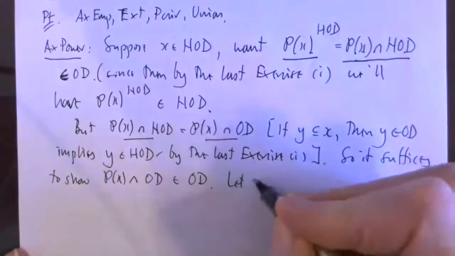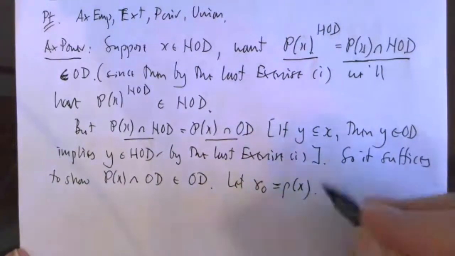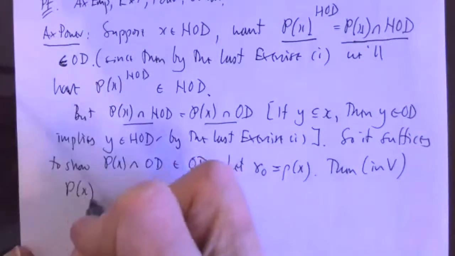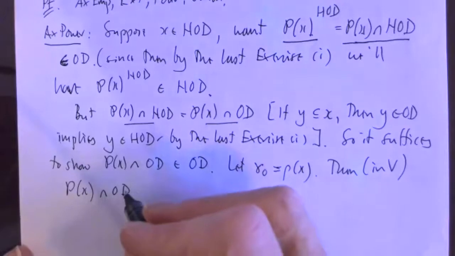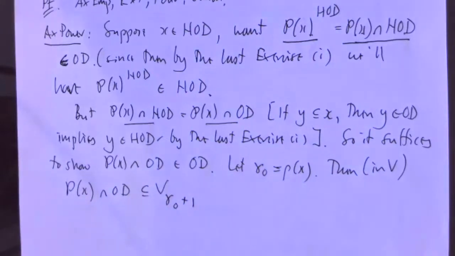Okay, so let gamma 0 be the rank of X. Then in V, what do we have? The power set of X intersect OD is certainly going to be a subset of V gamma 0 plus 1. I think that's a little misprint in the notes there. It says V gamma 0. But if X is a subset of V gamma 0, then the subsets of X are going to be elements of the next level. Yes, so this should be V gamma 0 plus 1.